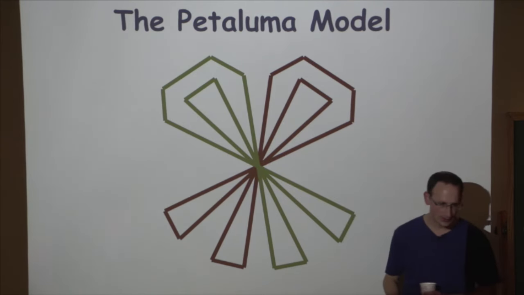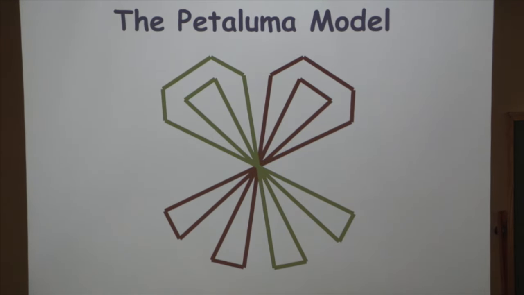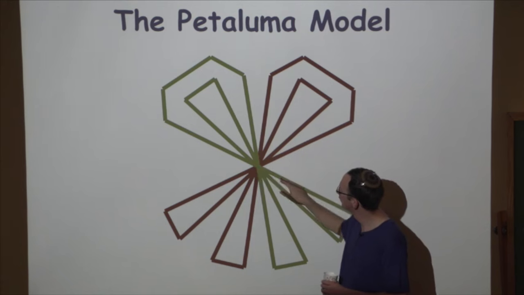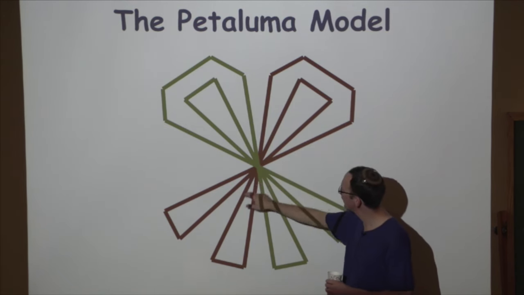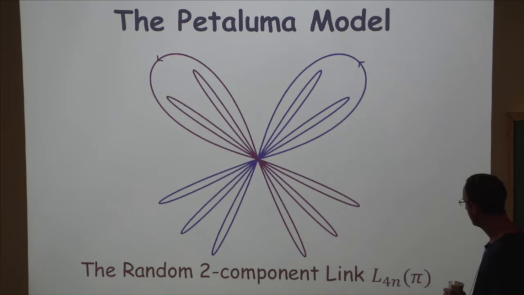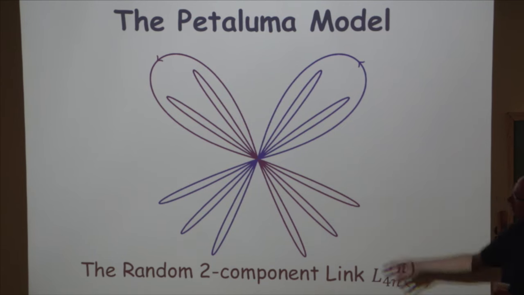This is interesting because now we can consider this sort of diagram as projections of two-component links. Here we have some multiple of 4 number of segments above the center point, and by a random permutation on 4n entries, we get a random two-component link. So this extends the random model to two-component links, and you could as well get a three-component, a four-component, etc.